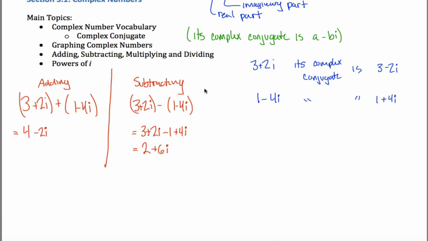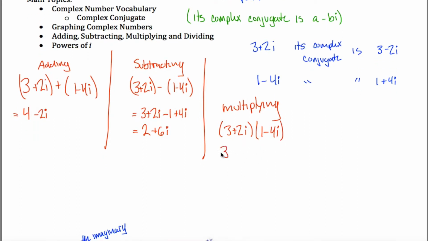What about multiplying? Here's a complex number. Here's another complex number. Let's multiply them together. Well, if these were variables, I'd FOIL. Yeah? Well, why don't you FOIL then? 3 times 1 is 3. 3 times -4i is -12i. 2i times 1 is 2i. And 2i times -4i is -8i squared. Oh, and now I can combine like terms. -12i plus 2i is -10i. But wait a minute, I got a problem.